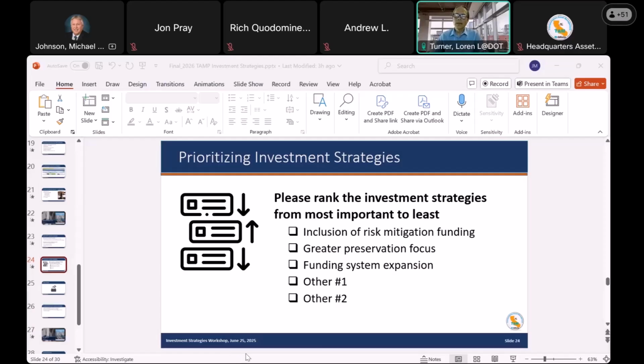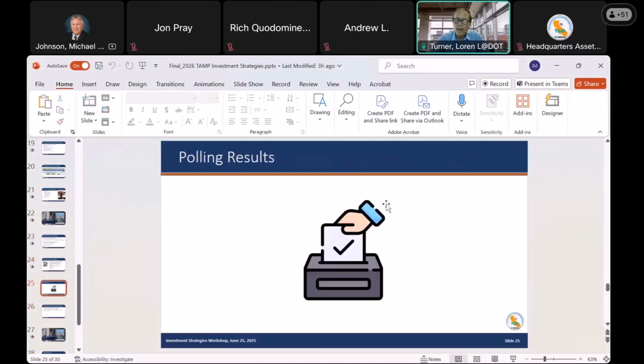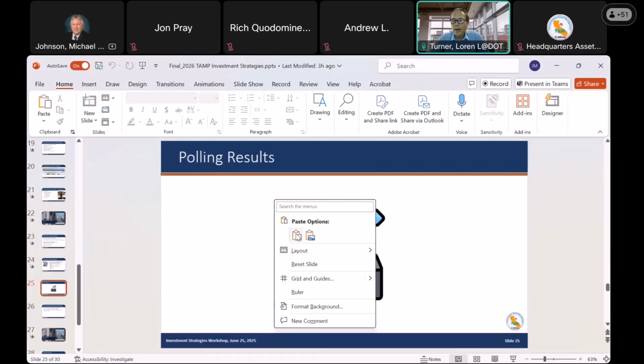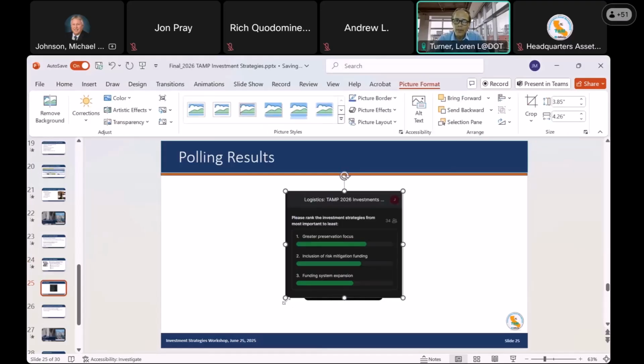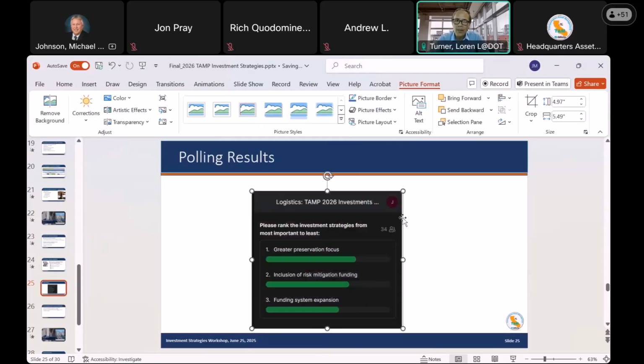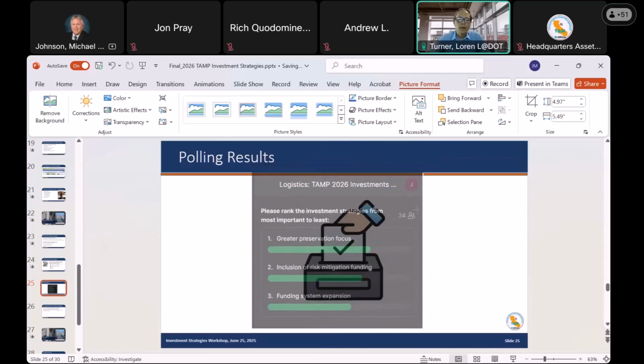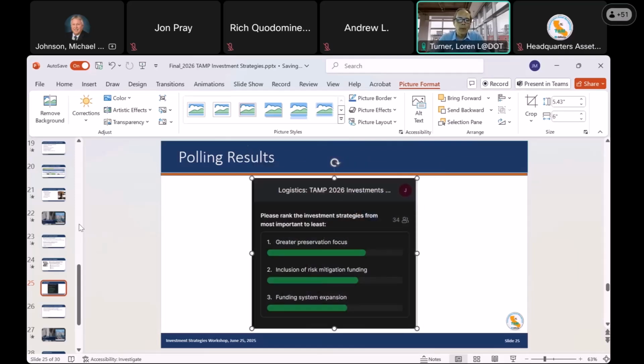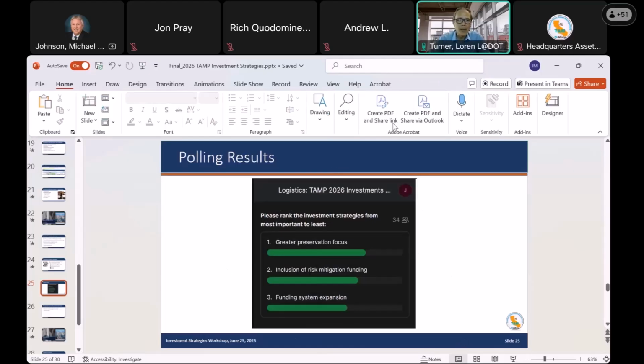What I'm seeing here is what was ranked the top investment strategy to consider is greater preservation focus. So that's a good one. That aligns with an example we saw earlier. The second one I'm seeing here is the inclusion of risk mitigation funding, and the last one is funding system expansion. So we will take this into consideration and look at considering these 3 different investment strategies as we move forward with the TAMP. So appreciate your participation and input on this. I'll turn it back over to Mike to take us to the finish line here.